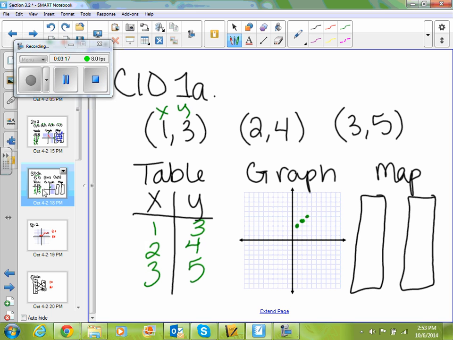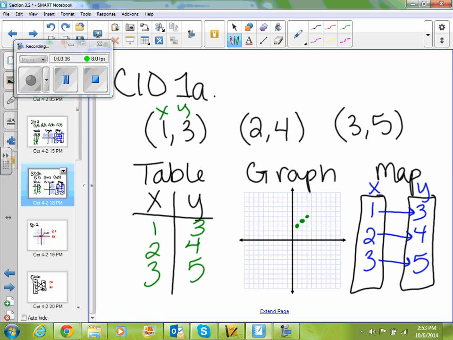The last thing I'm going to do is do my map. So x, y. So 1, 2, and 3 again, and 3, 4, and 5 again. And we just map them. 1 connects to 3, 2 connects to 4, and 3 connects to 5.